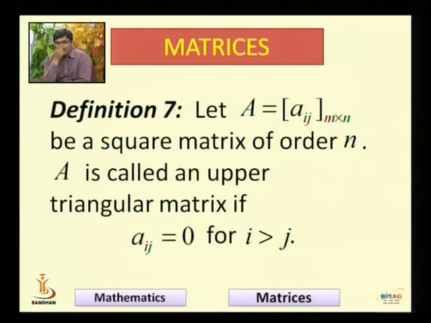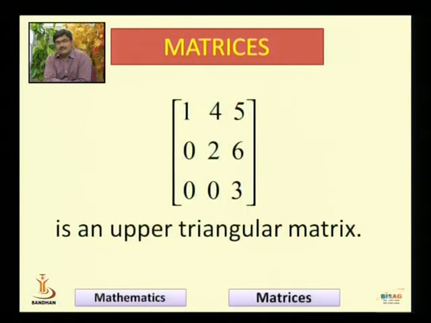Now, we also define what are upper triangular matrices. These are also square matrices, so I have m equal to n. So, it is an n by n matrix, or a square matrix of order n. We say that A is upper triangular if the following happens, that is Aij is 0 for i greater than j. Let us look at this example.